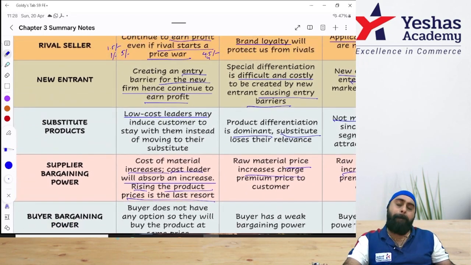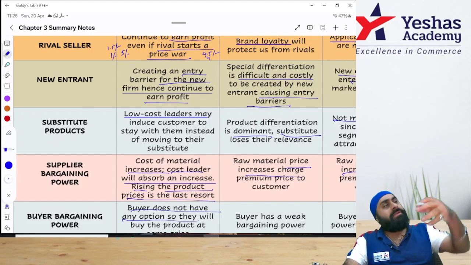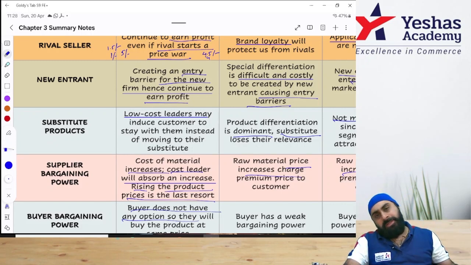Lastly, bargaining power of buyer. Here the buyer does not have any option. So the bargaining power is very low. In cost leadership, you want a cheap product? Go in the market, check who gives you the best product at a cheaper price. So he will go around and come to me only, because I'm the cheapest in the market.